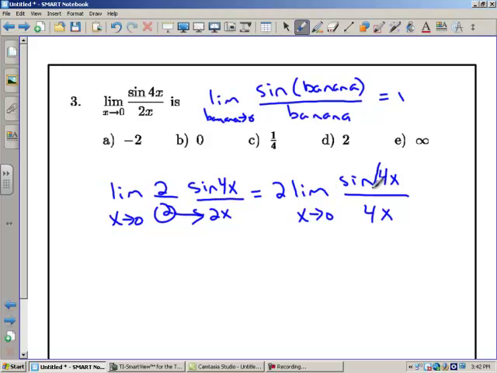And so what I've created here is that silly example of banana over banana, but this is really 4x over 4x. And so what is the limit as x approaches 0 of sine of 4x over 4x? Well, it's 1, because those are the same thing. And so all of this answer to this limit is 1, and I've got that 2 out there, so this answer works out to be 2.